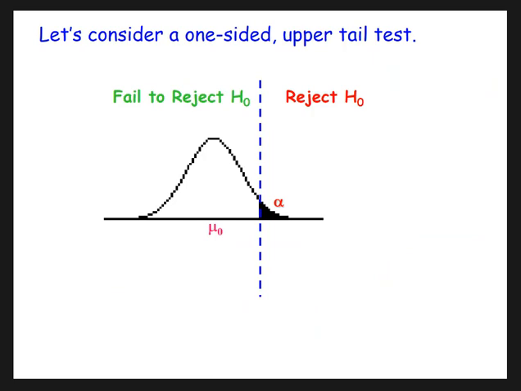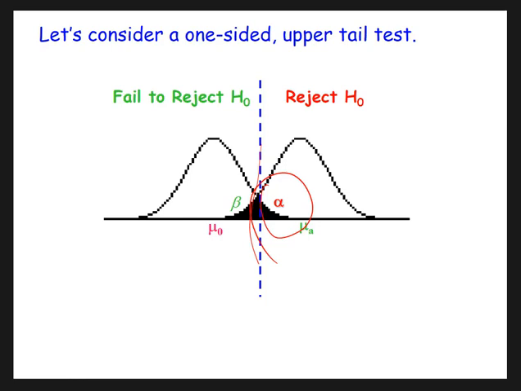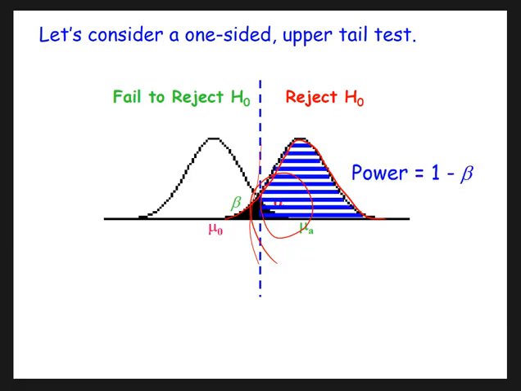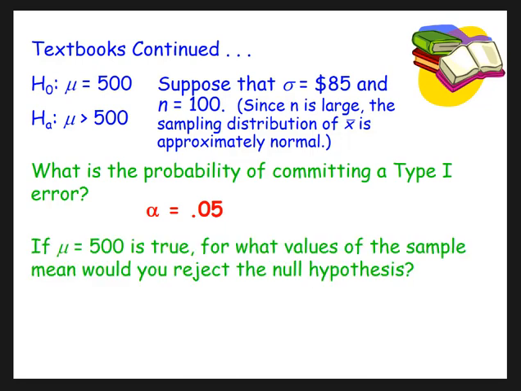Let's consider a one-sided upper tail test. This is where we reject H0 if our sample value is larger than that. So that means we draw our shifted curve in like that. This is the power of the test, 1 minus beta. However, we have no idea what beta is. The probability of committing a type 1 error, of course, is just alpha, 0.05.